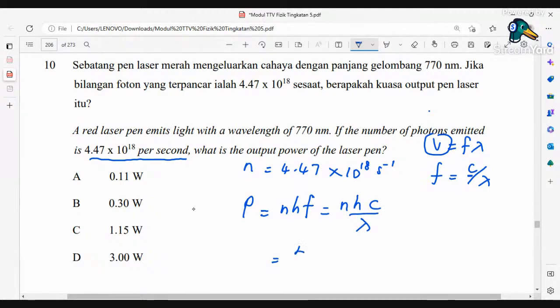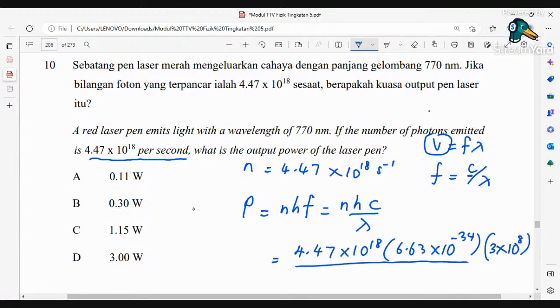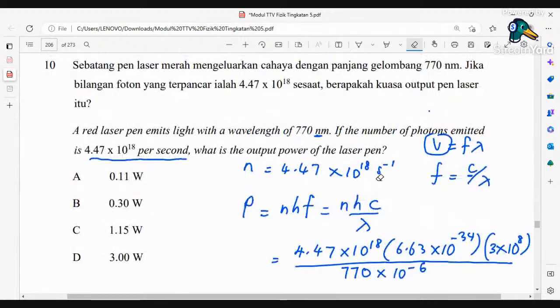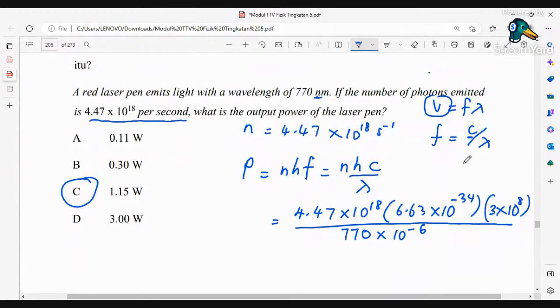So we just substitute 4.47 times 10 power 18, Planck constant, c 3 times 10 power 8, divided by lambda. Lambda here is in nano, so you need to convert to meter. Nano is 10 to the power negative 9 meter. Solve for this one and you will get the answer in watt. So you will get the answer as C, 1.15 watt.